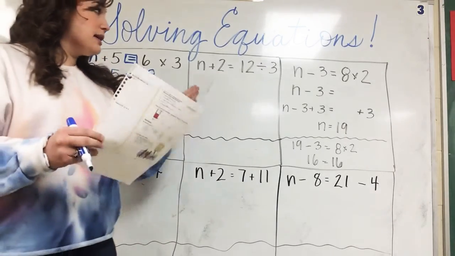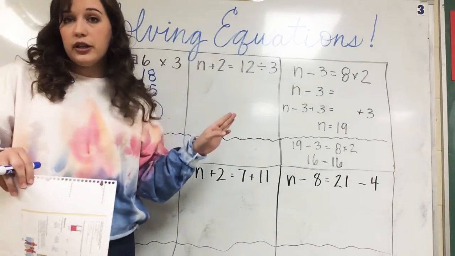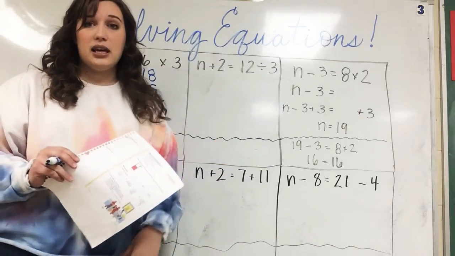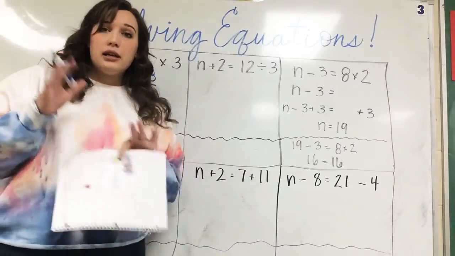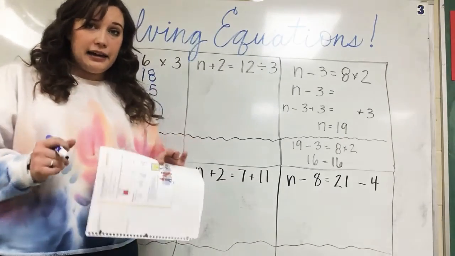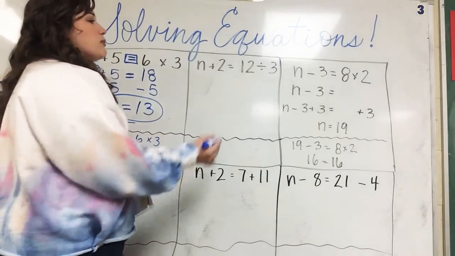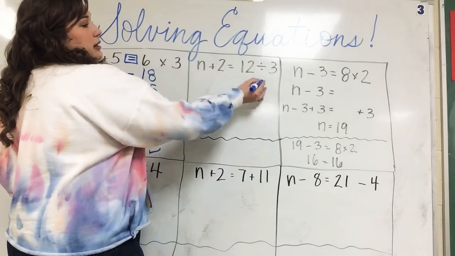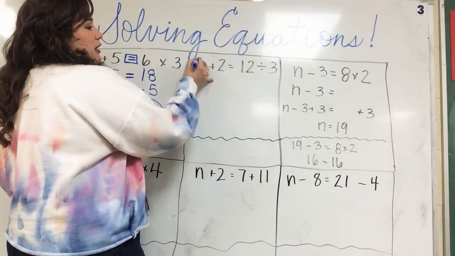So what I'm going to do is I'm going to do it on the board, and I want you to follow along in your book and see how we're doing it so you can look at it. Okay, so don't skip this. Remember, we're solving for what here? What's our unknown? N is our unknown.